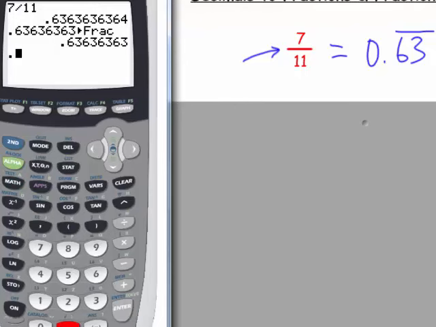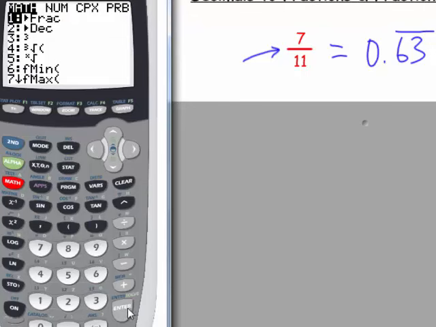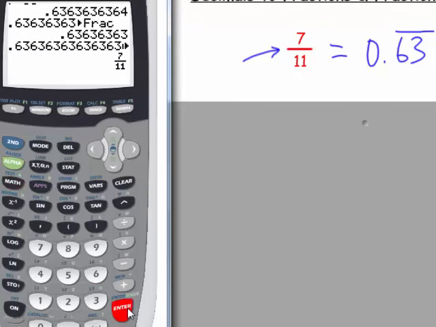Guess what? Anytime you have a repeating decimal, you're going to have to type it in a bunch of times. Now let's try it again. Fraction. Boom, now it gave it to me.